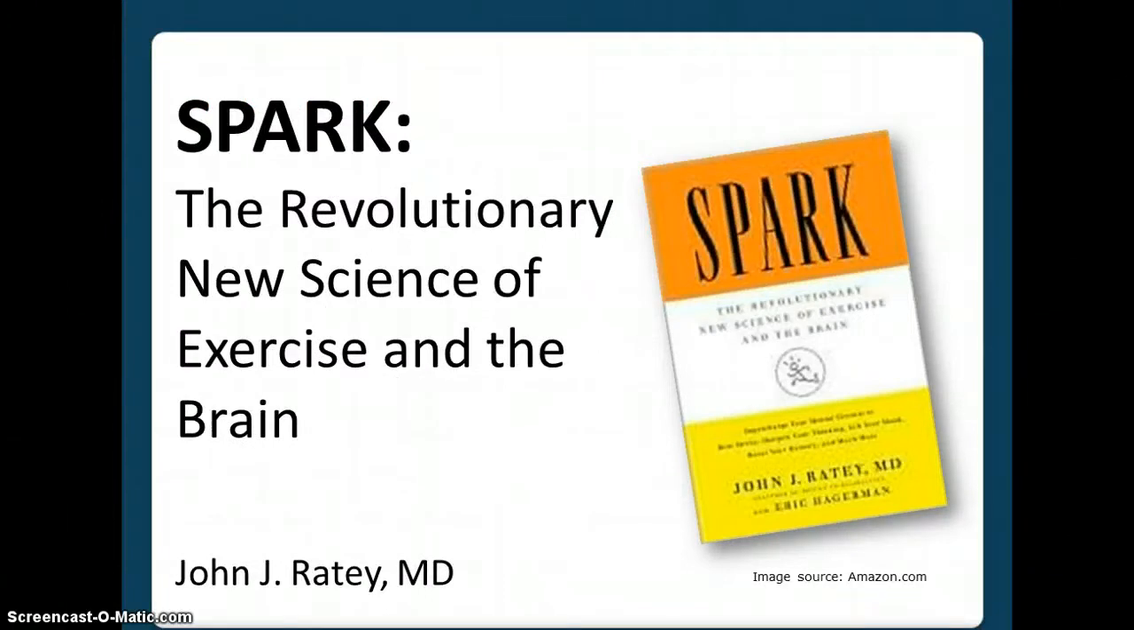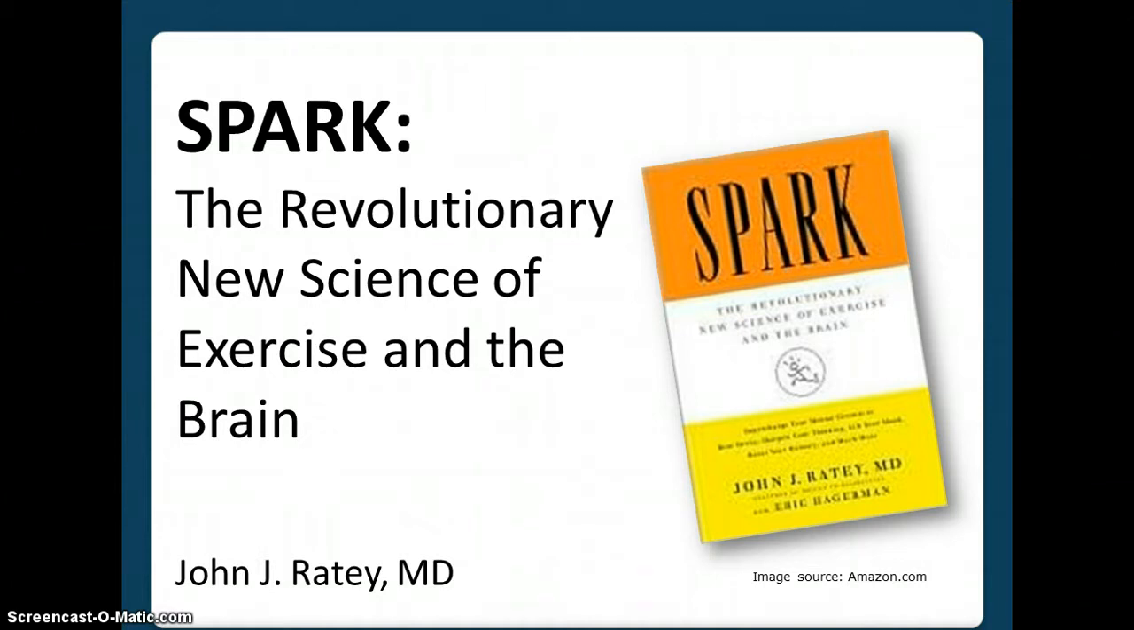You'll notice that many of the excerpts come from a book called Spark: The Revolutionary New Science of Exercise and the Brain. This book, written by Dr. John Ratey, does an excellent job of pulling together research from a wide variety of sources. It's written in such a way that the reader doesn't need a lot of background knowledge about the brain in order to understand the information.